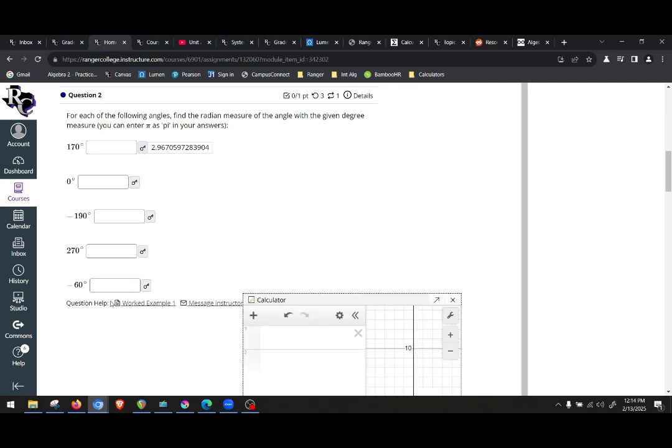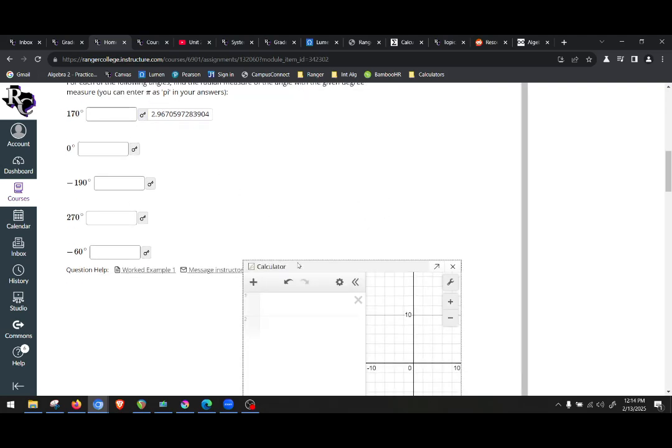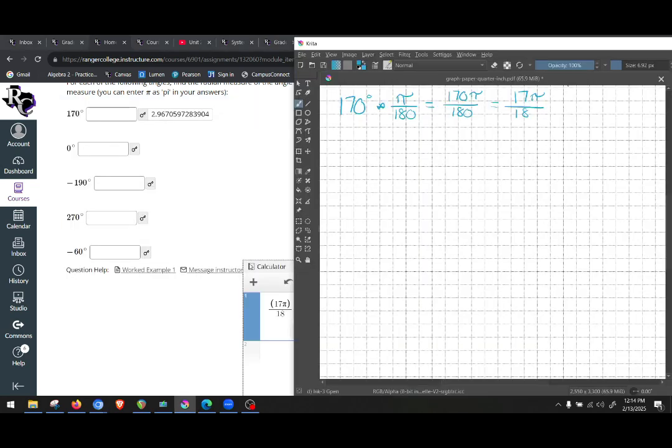And they did not put it as pi, but it's 17 pi over 18, and there's our answer. For our second one, it's 0 degrees times pi over 180, 0 pi over 180. 0 times pi is 0. 0 divided by anything is 0.